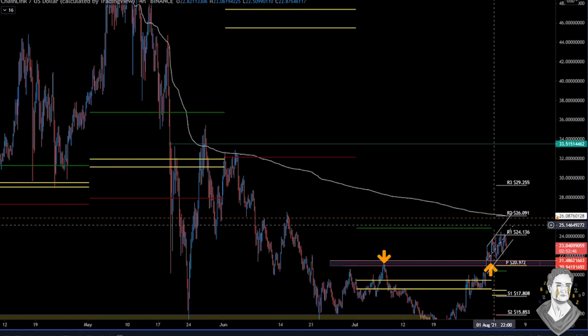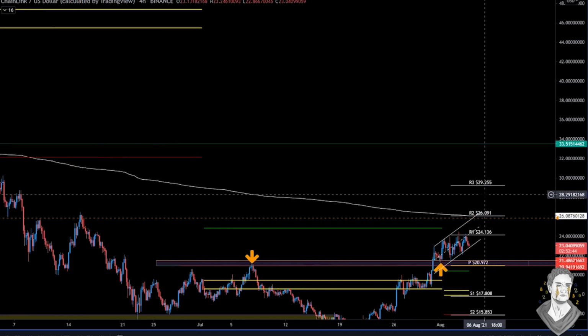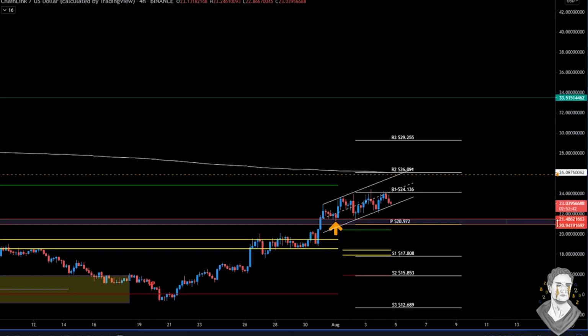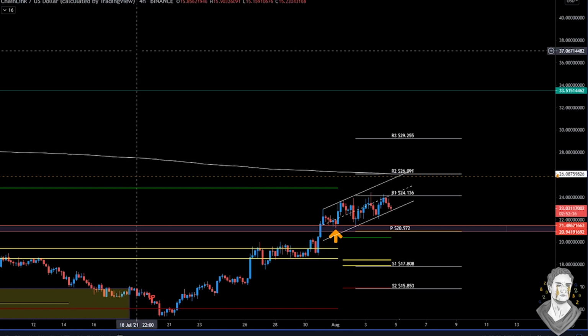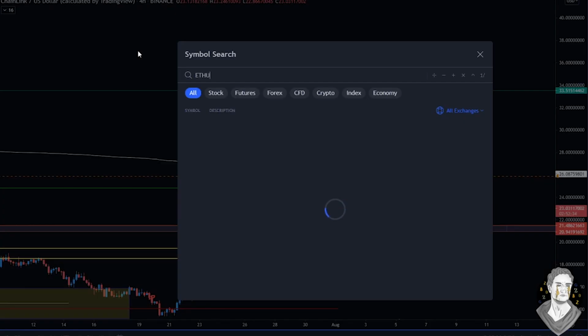As long as we are below there, we are simply reaching high time frame resistance, and therefore that means that we need to be a little bit careful as we do reach that R2 in confluence with the anchored VWAP from the highs. Now let's move on to Ethereum USD.